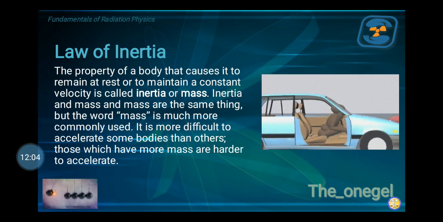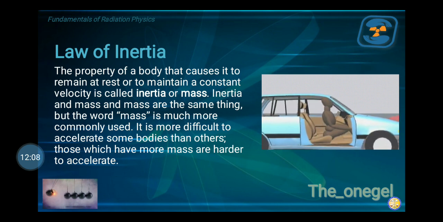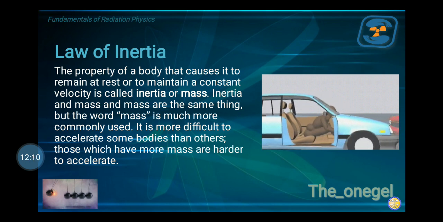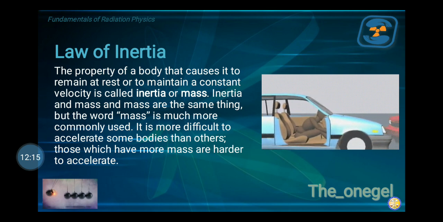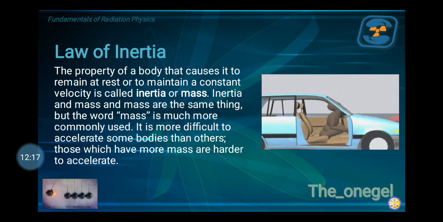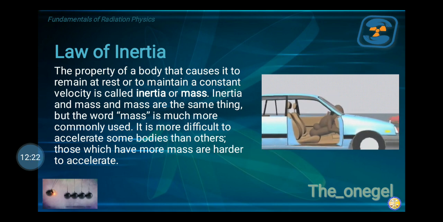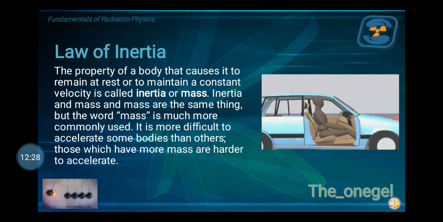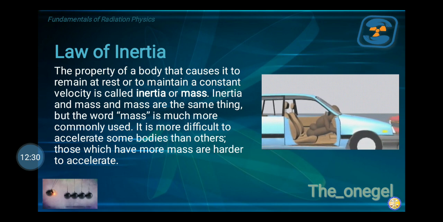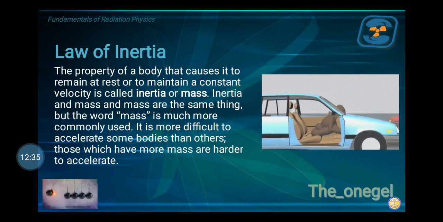The property of a body that causes it to remain at rest or to maintain a constant velocity is called inertia, or the mass. In other words, inertia, in other terminology, is the mass. Inertia and mass are the same thing, but the word mass is much more commonly used. It is more difficult to accelerate some bodies than others. Those which have more mass are harder to accelerate.